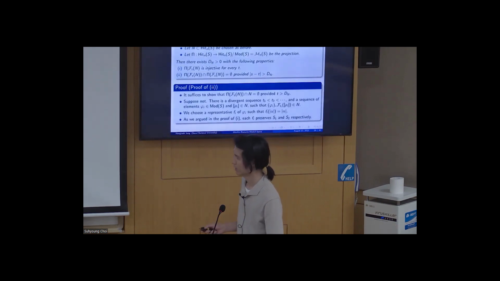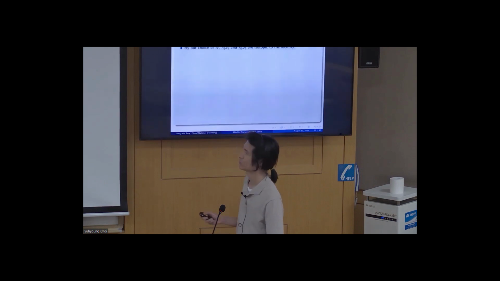Because Fi preserves S1 and S2, we can restrict Fi to each subsurface, and that will give you a mapping class group element on S1 and S2. And because of our choice of N, Fi restricted to S1 must be isotopic to the identity, and Fi restricted to S2 is also isotopic to the identity. That happens only when Fi is a power of the Dehn twist along alpha.